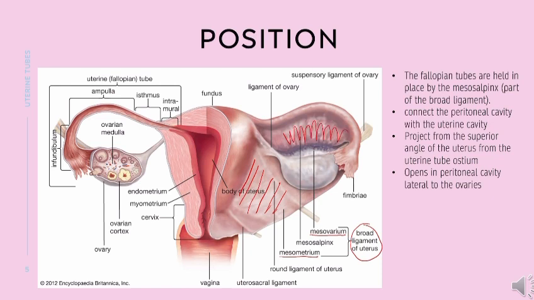We can also see here the round ligament of the uterus, the suspensory ligament of the ovary, and the uterosacral ligament. The fallopian tubes project from the superior angle of the uterus from the uterine tube ostium, and then they open laterally in the peritoneal cavity next to the ovaries. So they connect the uterine cavity to the peritoneal cavity.